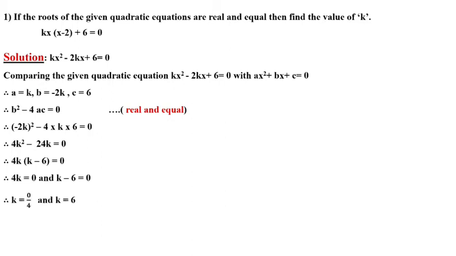So 4 is in multiplication, it becomes divide. So k equal to 0 by 4, which is 0, and here k equal to minus 6 becomes positive 6. Therefore, k equal to 0 or k equal to 6. 0 and 6 are the values of k. Understood?